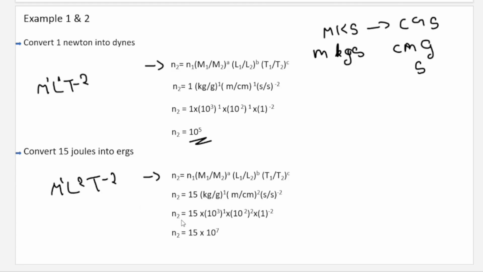So N2 is equal to 15 into 1 kg is 1000 grams whole 1 into 1 meter is 100 centimeter whole 2, and then s by s we get 1 whole minus 2. So N2 is equal to 15 into 10 to the power 7 because 10 to the power 3 into 10 to the power 4, 2 into 2, 4. We get 10 to the power 7 and 1 whole minus 2 is 1. So N2 is equal to 15 into 10 to the power 7 is the answer.